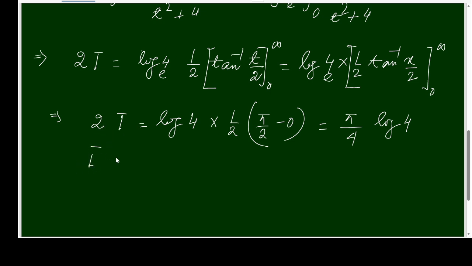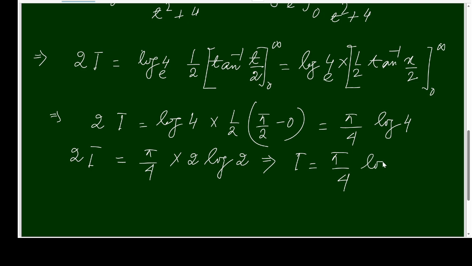Then I equals log 4 is 2 log 2, so pi by 4 into 2 log 2. This is twice I, or I equals pi by 4 log 2. This is the answer.